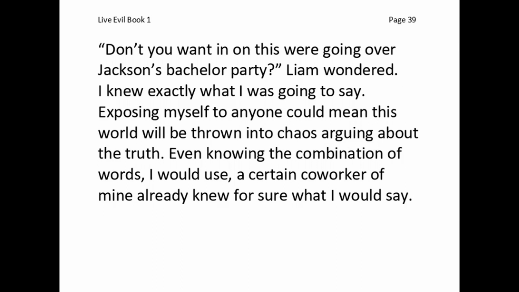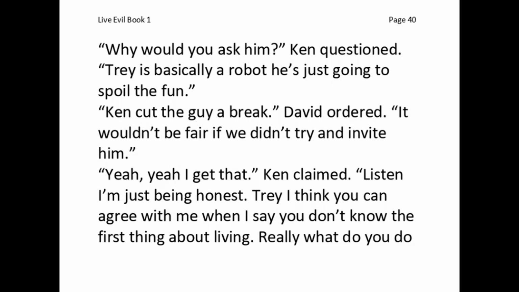Exposing myself to anyone could mean this world will be thrown into chaos, arguing about the truth. Even knowing the combination of words I would use, a certain coworker of mine already knew for sure what I would say. "Why would you ask him?" Ken questioned. "Trey is basically a robot. He's just going to spoil the fun." "Ken, cut the guy a break," David ordered. "It wouldn't be fair if we didn't try and invite him."